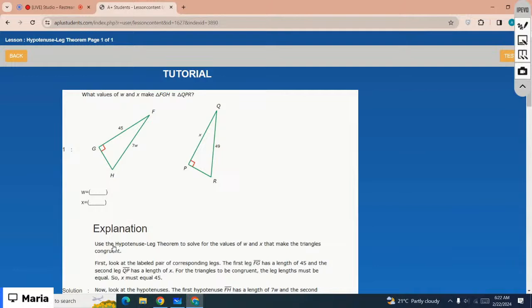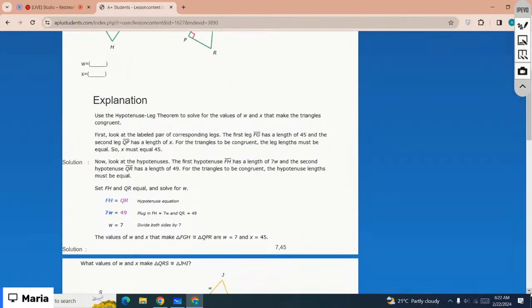Okay, what values of w and x make triangle FGH congruent to triangle QPR? So that is a right angle. Both the triangles are right angle triangles, right? You have to use the hypotenuse leg theorem to solve the value of w and x that makes the triangles congruent. Now let's see what is the hypotenuse leg theorem, right?